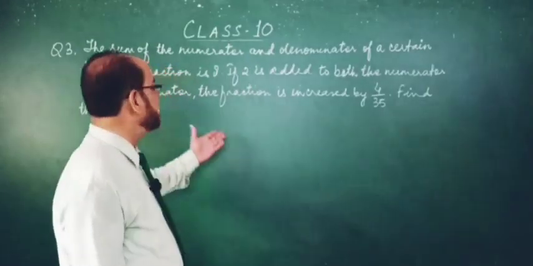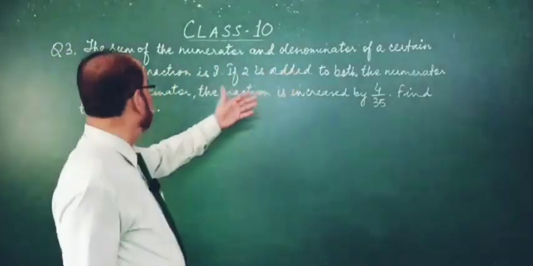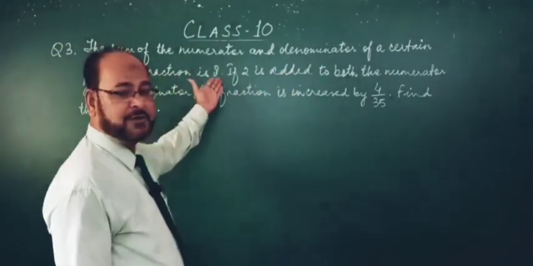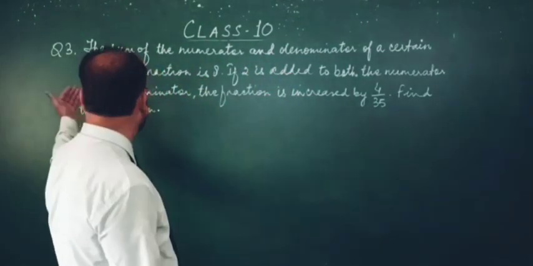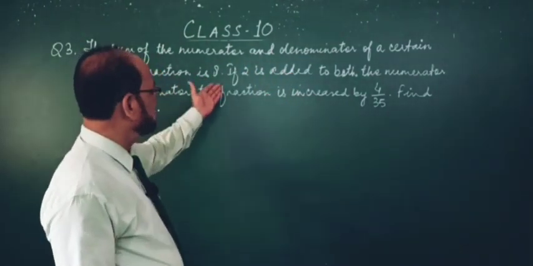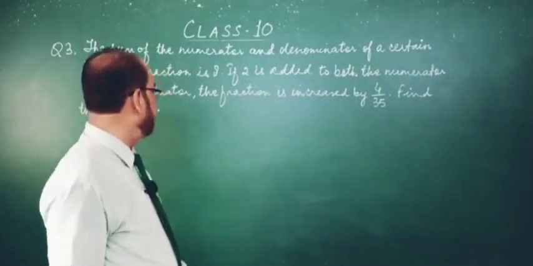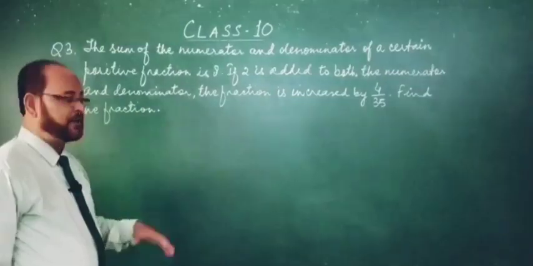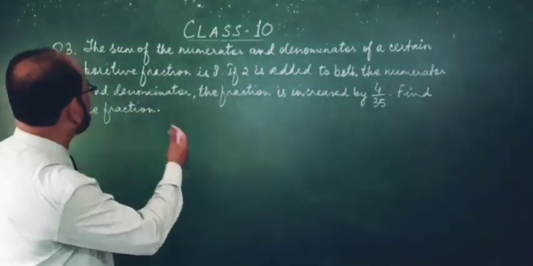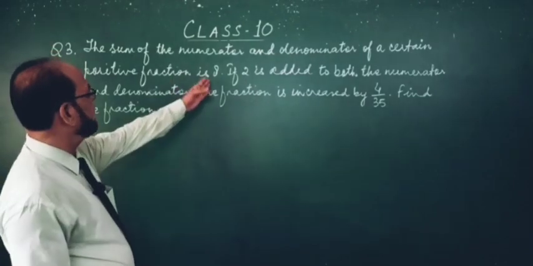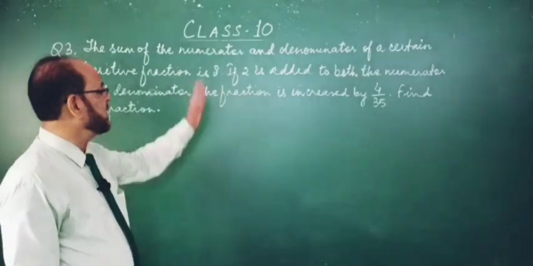Alright, let's take this example. The sum of the numerator and denominator of a certain positive fraction is 8. If 2 is added to both the numerator and denominator, the fraction is increased by 4 upon 35. Find the fraction, right? So our job is to let the numerator and denominator. What is given here? First condition, that the sum of numerator and denominator is 8.